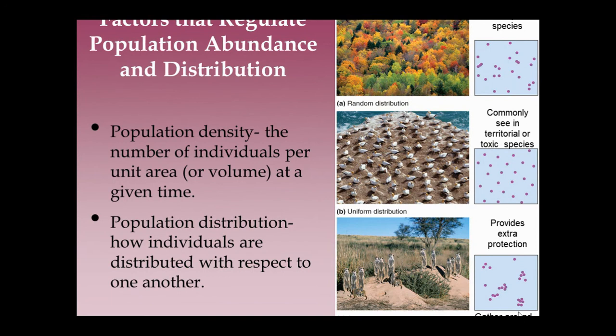Population distribution is a description of how individuals are distributed with respect to one another. Three general patterns of population distribution occur in a habitat. They are clumping, uniform distribution, and random dispersion.